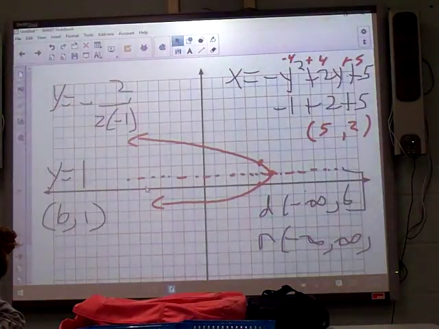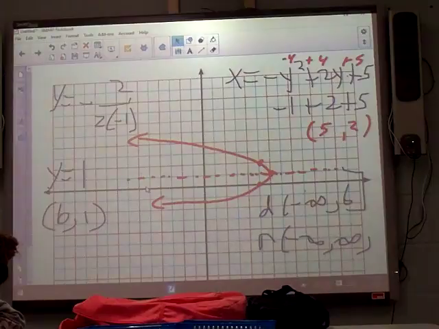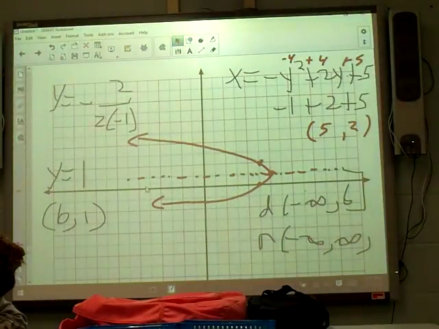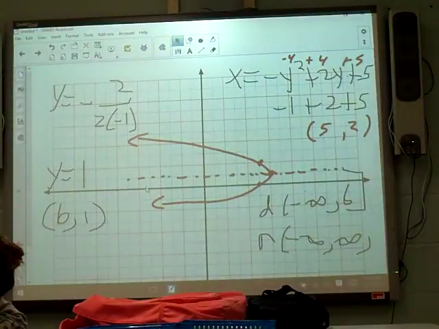All right, everybody, feel like you can find a vertex of any kind of parabola, horizontal or vertical? All right, that'll be a wrap. All right, no exit question today either.